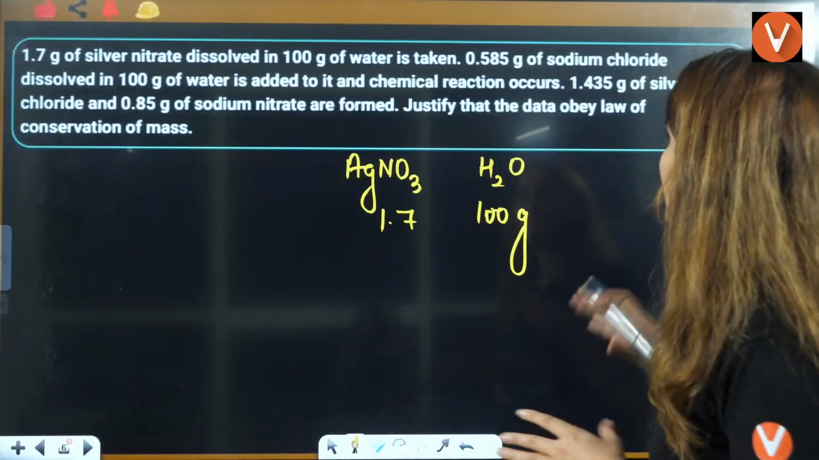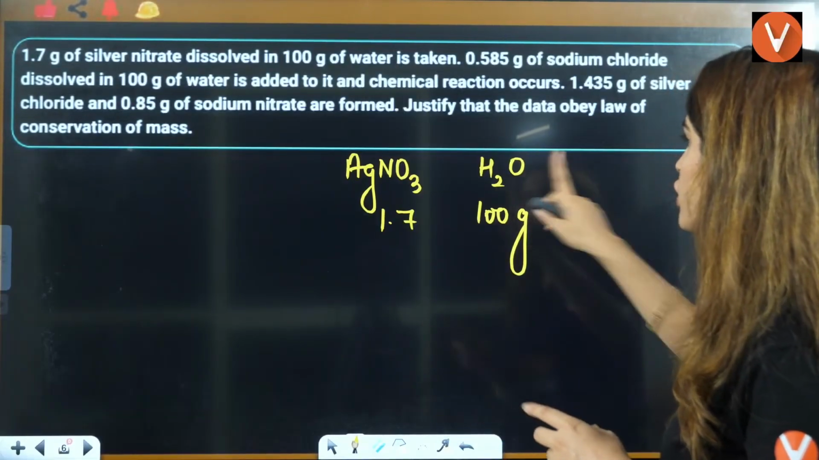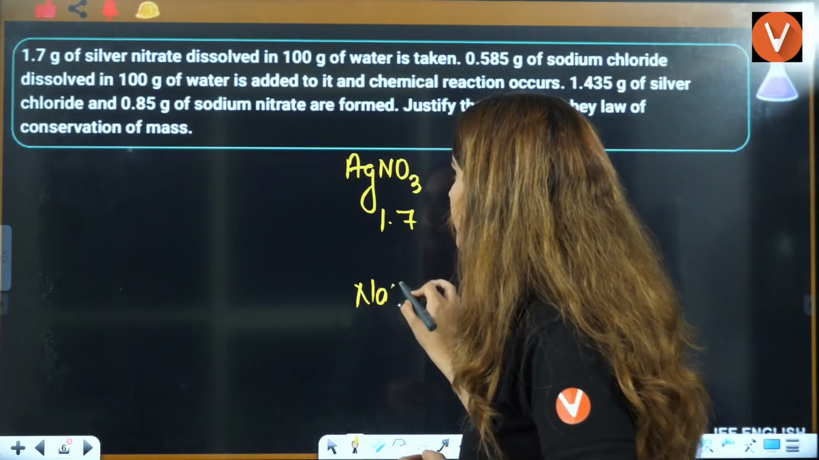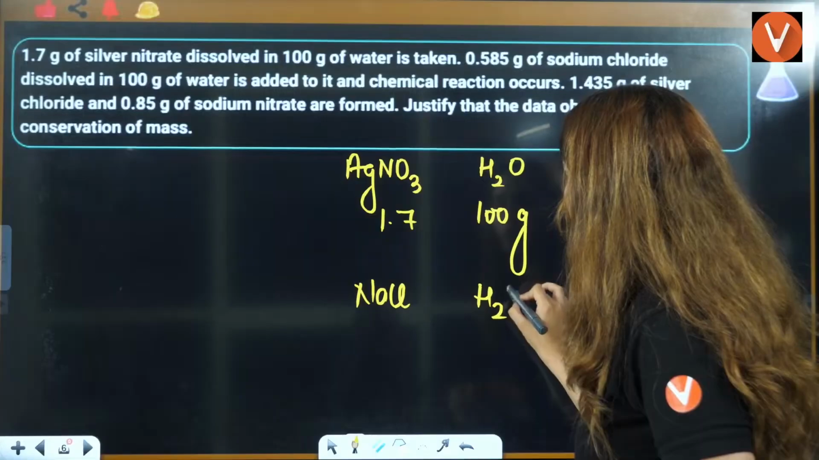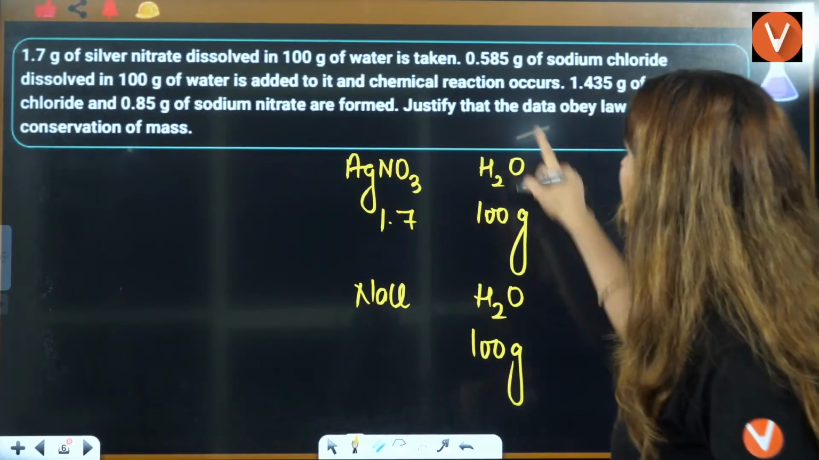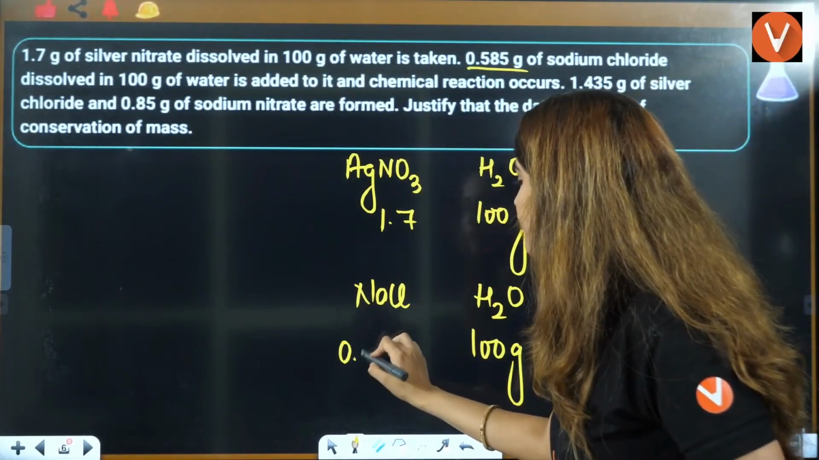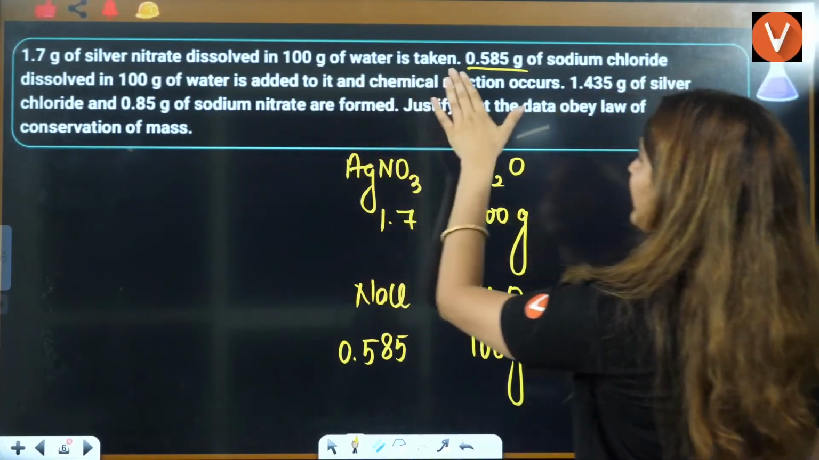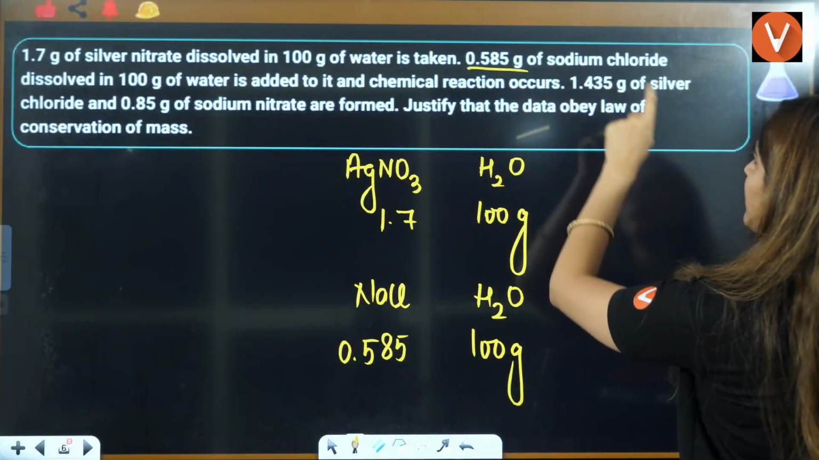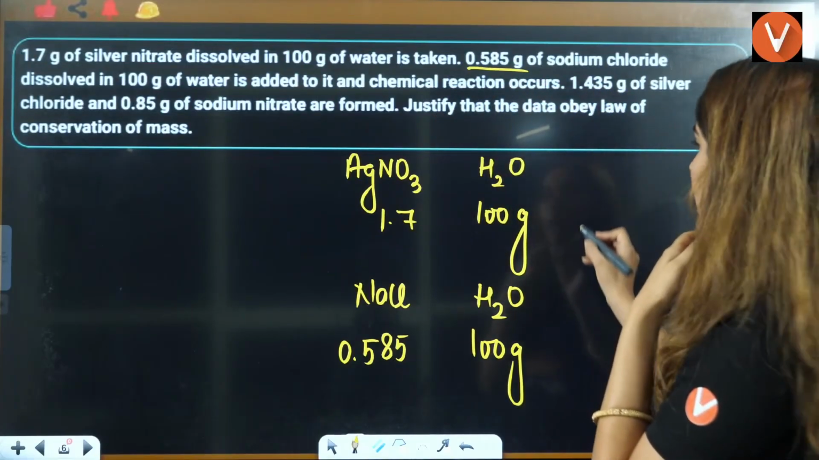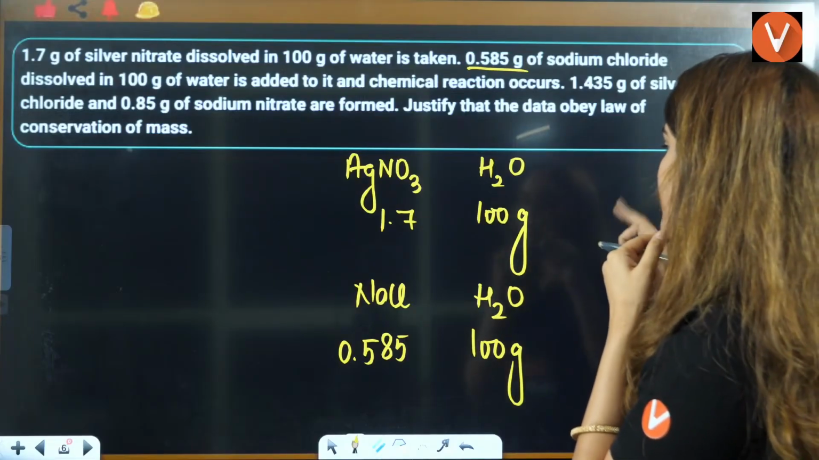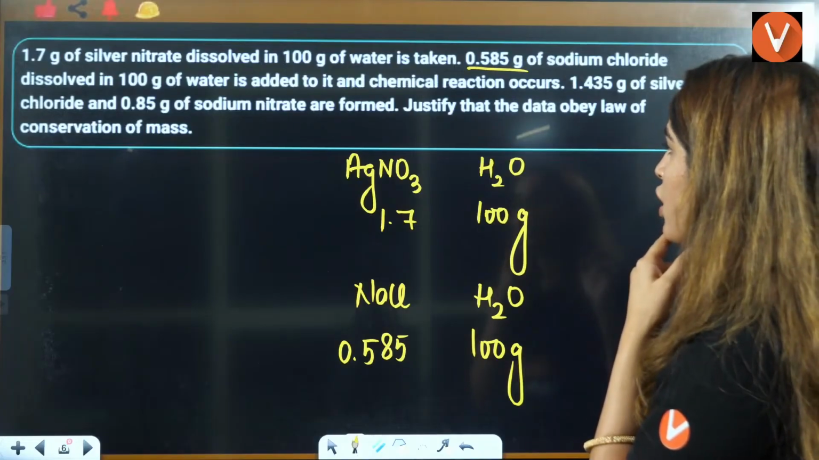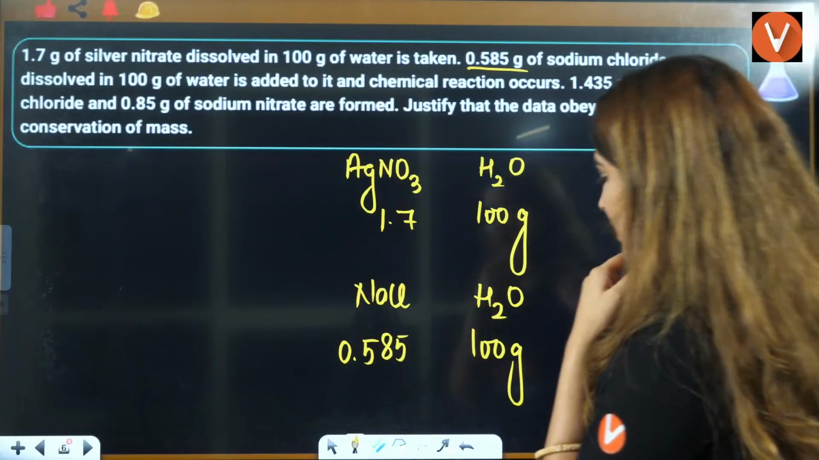Then this much of sodium chloride was taken, dissolved in water, which is also 100 grams. How much sodium chloride? They are saying 0.585 gram is added to it, and a chemical reaction occurs. This much of silver chloride is formed. Now they are saying that this much of silver chloride and this much of sodium nitrate is formed.